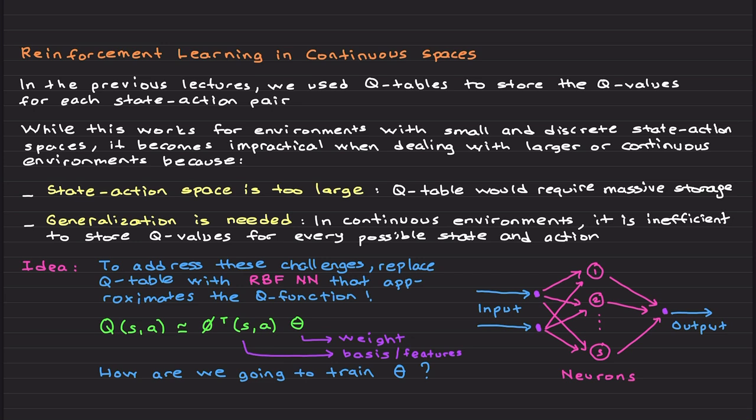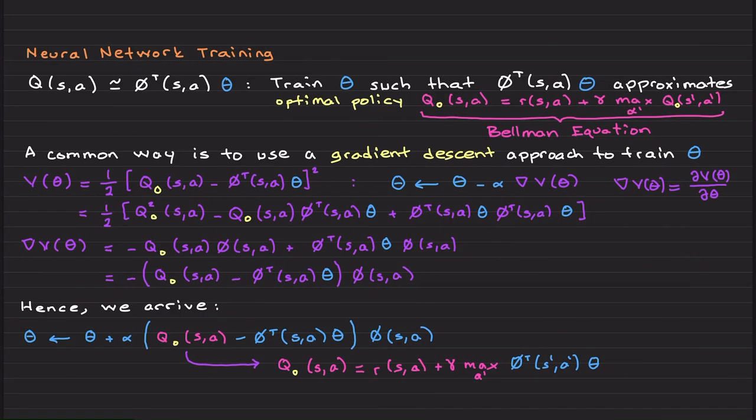And I'm going to discuss in detail how we are going to choose it. But let's say we choose the basis or the features. How are we going to find the theta values? If you remember the neural network class, we can approximate the function, but we need to appropriately choose the weights. This brings us to neural network training. So we need to train such that this approximated Q approximates the optimal policy.